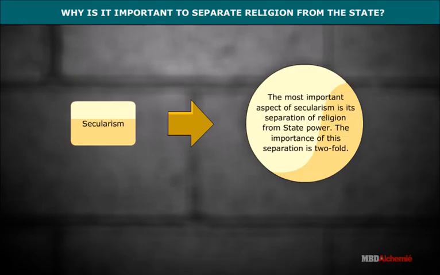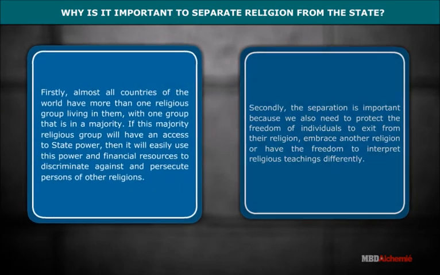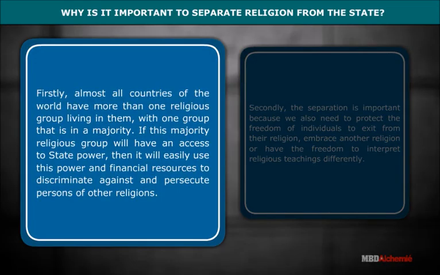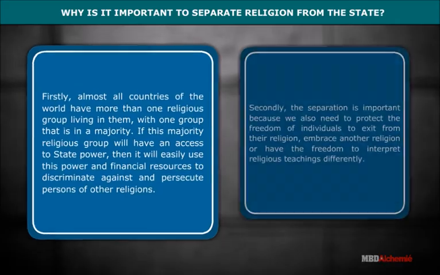The most important aspect of secularism is its separation of religion from the state power. The importance of this separation is twofold. Firstly, almost all countries of the world have more than one religious group living in them, with one group that is in a majority. If this majority religious group has access to state power, then it will easily use this power and financial resources to discriminate against and persecute persons of other religions.